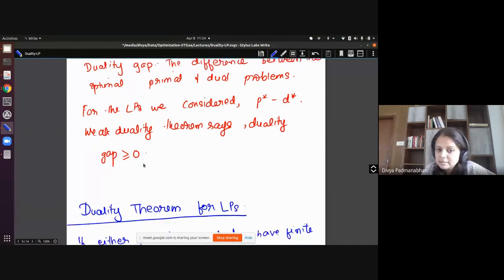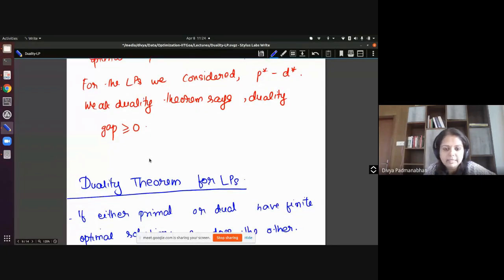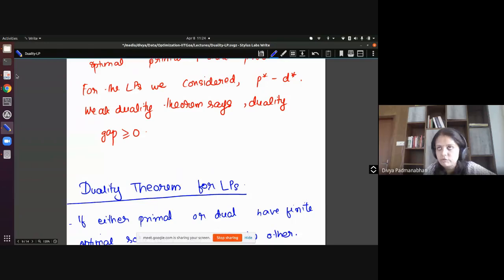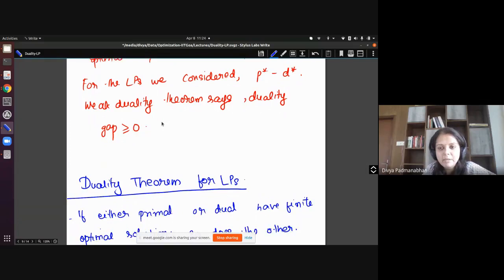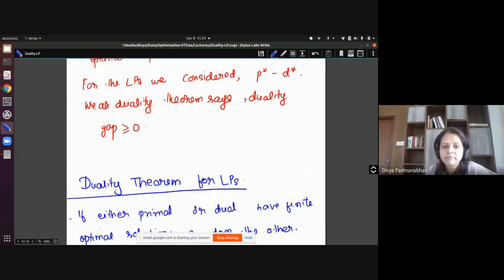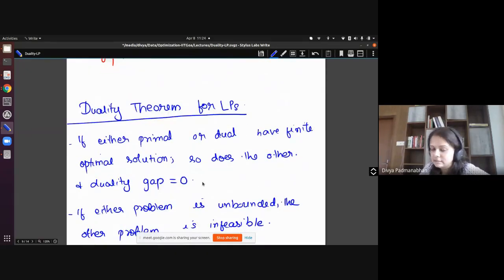It turns out that for linear programs, if the primal and dual have a finite optimum solution, then if the primal has a finite optimum, the dual is also going to have a finite optimum, and in particular it's going to have a duality gap of 0. So the primal and dual pairs will always have an exact equality, and at the optimum they will have the same value. P star and D star will be equal. That's a good feature about linear programs.